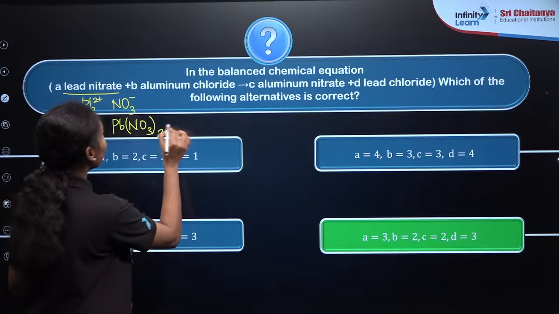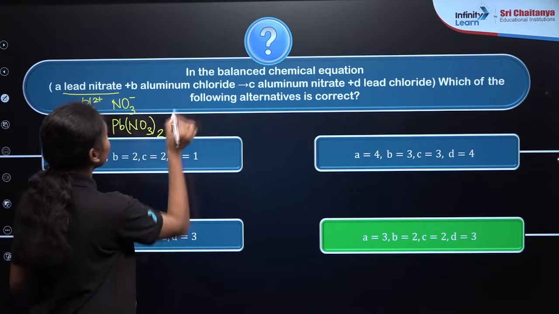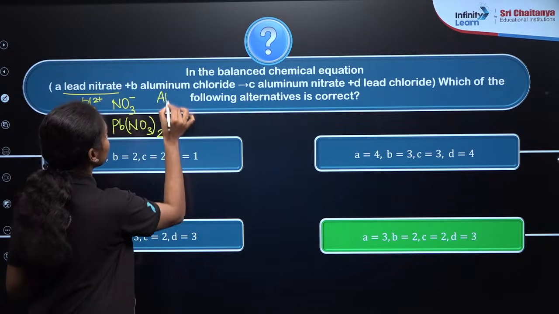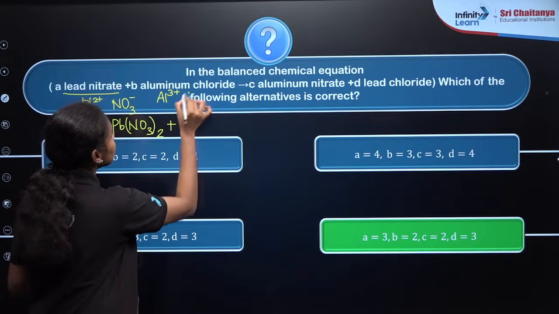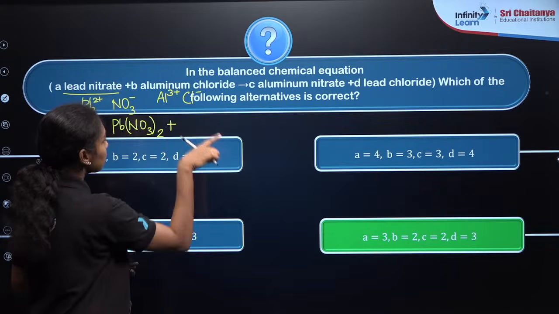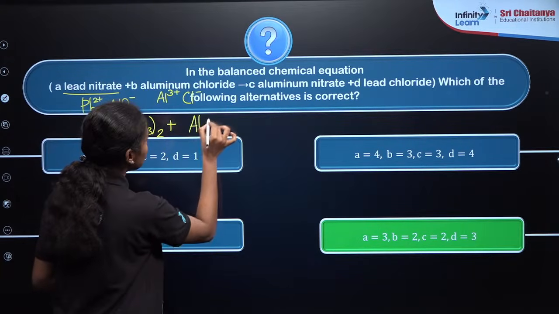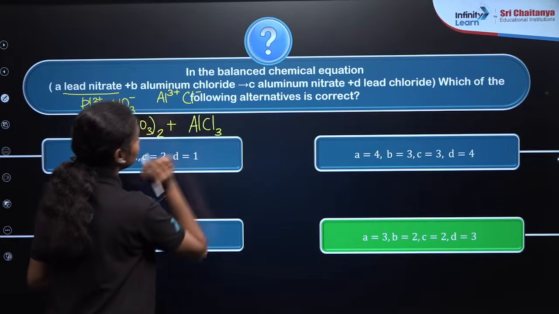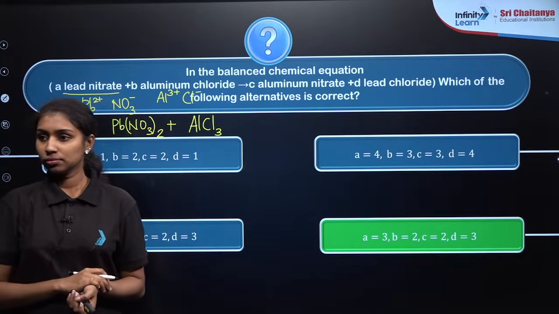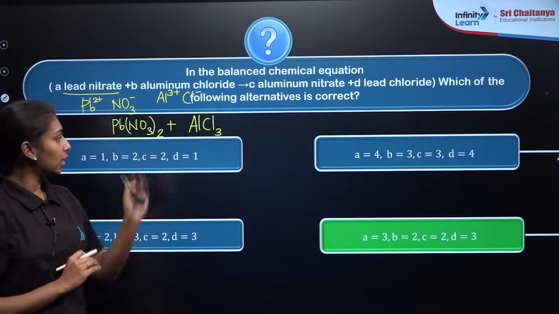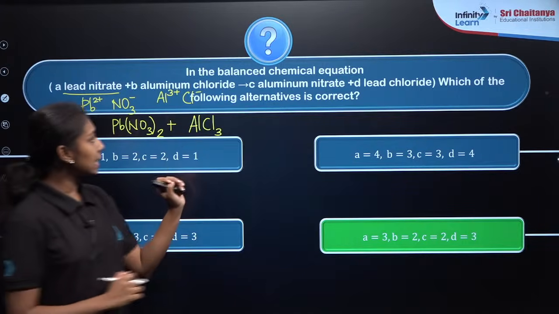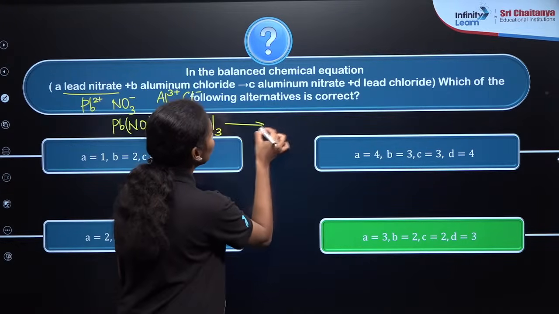Now what will be the chemical formula of aluminum chloride? In aluminum chloride, Al3+ is the cation and Cl minus is the anion. Crisscrossing the valencies, it will be AlCl3, right? Yes, Pb(NO3)2, and for aluminum chloride it is AlCl3. Now what about aluminum nitrate?